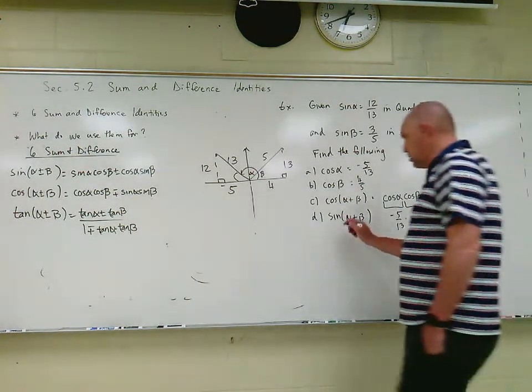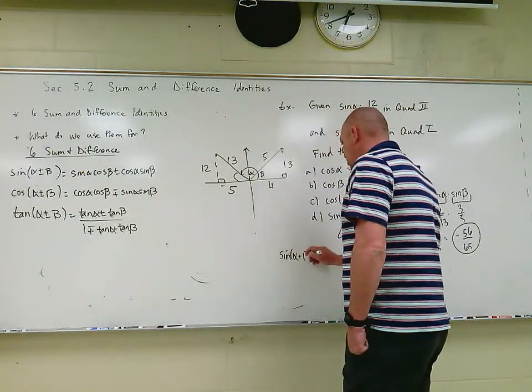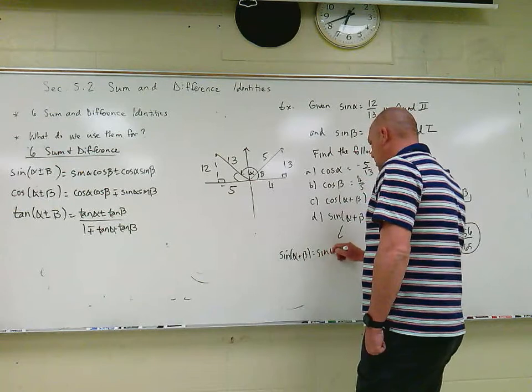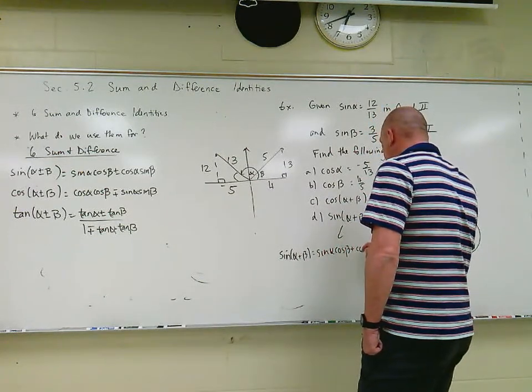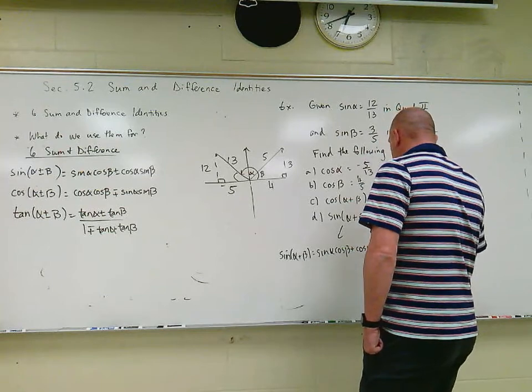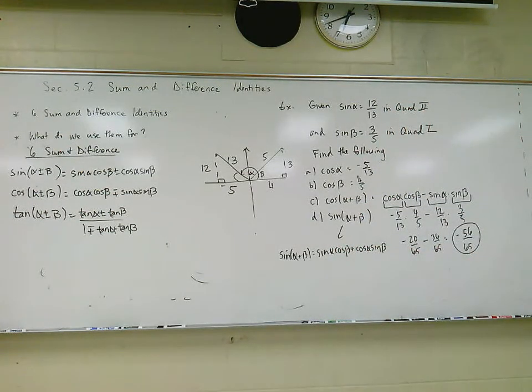Same idea here. Sine of alpha plus beta. We're going to do sine alpha cosine beta plus cosine alpha sine beta. Plug everything in. So the nice thing is we get a common denominator each time.